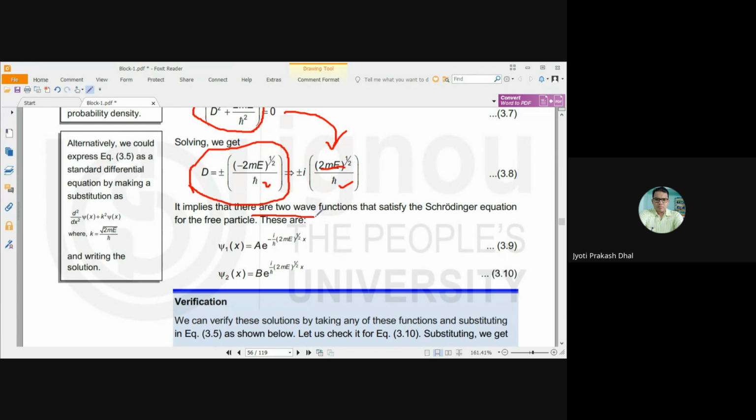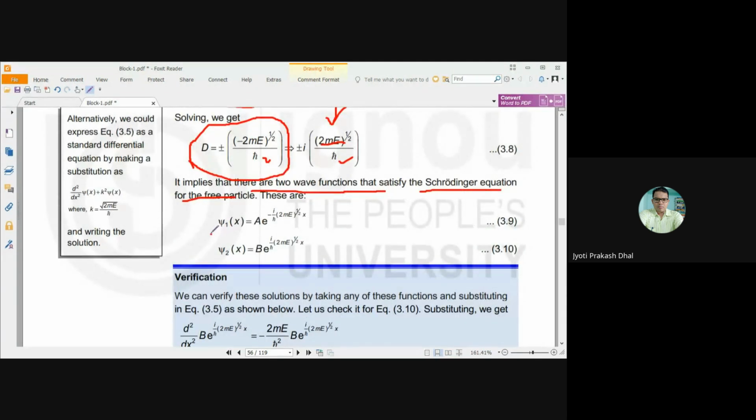It implies that the two wave functions that satisfy the Schrodinger wave equation for the free particle moving along the x-axis will be psi 1 x and psi 2 x. So two wave functions will satisfy this equation, because it is given that D equals plus minus i whole into square root of 2mE divided by h cross. This value will give two values, so the value of D will have two values. It implies that there are two wave functions that satisfy the Schrodinger wave equation for the free particle.